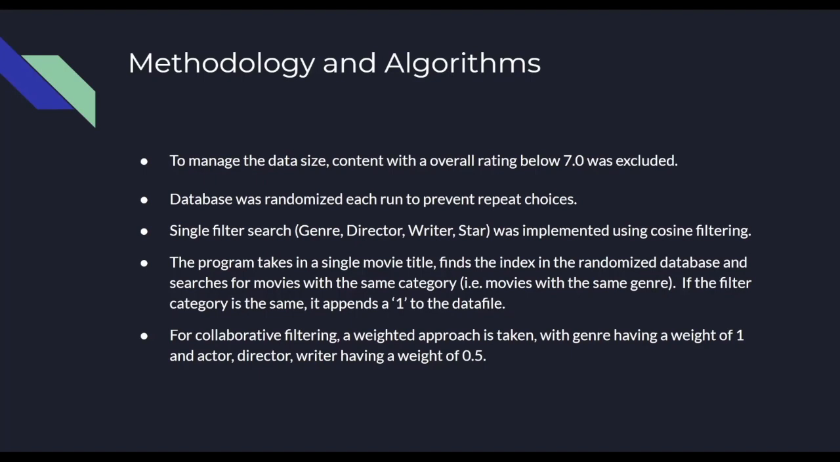If the filter category is the same, the program depends on the data file. This is mostly used for collaborative filtering, which we plan to use in the future. Combined with a weighted approach, we can increase the variety of movies that are recommended to users. We elected to use a weighted approach, as we felt that some keys were more important than others. Currently, the genre has a weight of 1, and actor, director, and writer have a weight of 0.5.